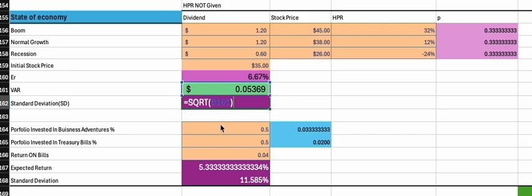Now calculating for your standard deviation, all you do is take the square root of your variance, which you can just use the square root function in this scenario, which gives you 23.171.